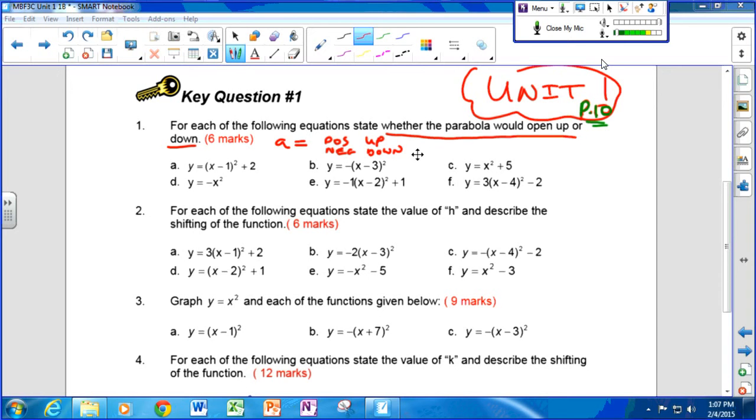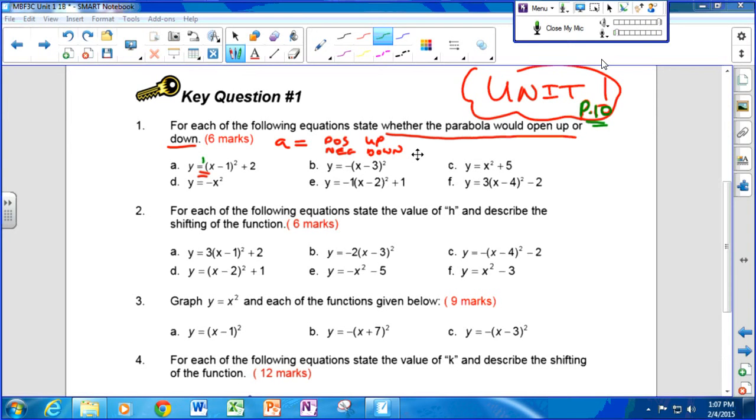So for example, take a look at 1a here. Now there is no a value, so you're going to have to, in your mind, or you can write it in, say that if there's no a value in front of the bracket, it means that it's a 1. It can't be 0, because if it was 0, it would mean it's 0 times whatever's in brackets, which is 0. And then we wouldn't have a parabola, we'd have a line.